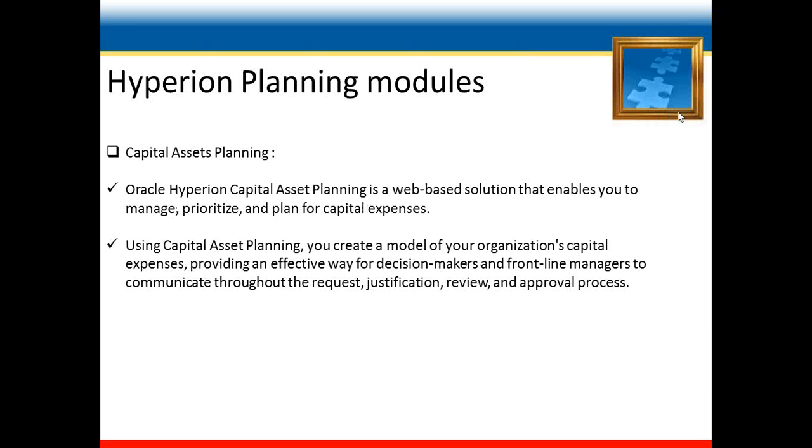The next module is Capital Assets Planning. Oracle Hyperion Capital Assets Planning is a web-based solution that enables you to manage, prioritize, and plan for capital expenses. Using capital assets planning, you create a model of your organizational capital expenses, providing an effective way for decision makers and frontline managers to communicate throughout the request, justification, review, and approval process.